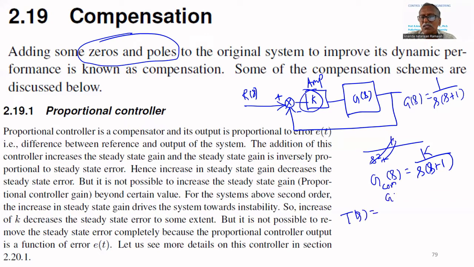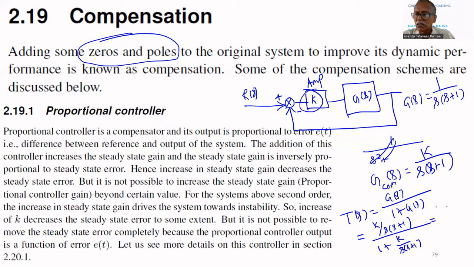T of S equals G of S upon 1 plus G of S, H of S equal to 1, unity feedback system. Therefore, substituting G of S as K upon S multiplied by S plus 1, we get K upon S multiplied by S plus 1 whole divided by 1 plus K upon S multiplied by S plus 1, that is equal to K upon S multiplied by S plus 1 plus K. Am I correct or not? You added K in the numerator. In closed loop, it becomes part of the denominator.